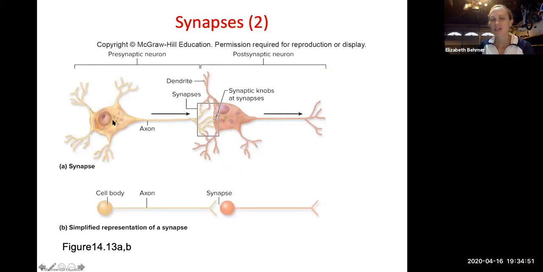Here is the direction of an impulse. You can see our axon here, the synapse, and whenever you hear the word synapse, that just means the place where one axon will send its signal to another nerve or nerve cell. And the synaptic knobs will be located at the ends of that axon and then send the signal to the dendrites or cell bodies of another neuron.